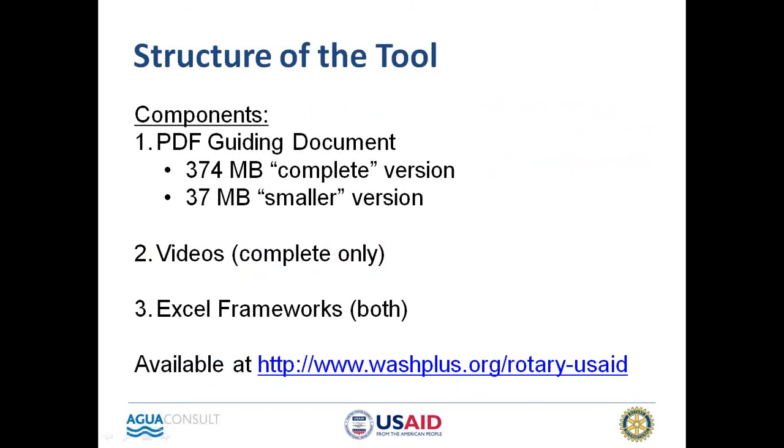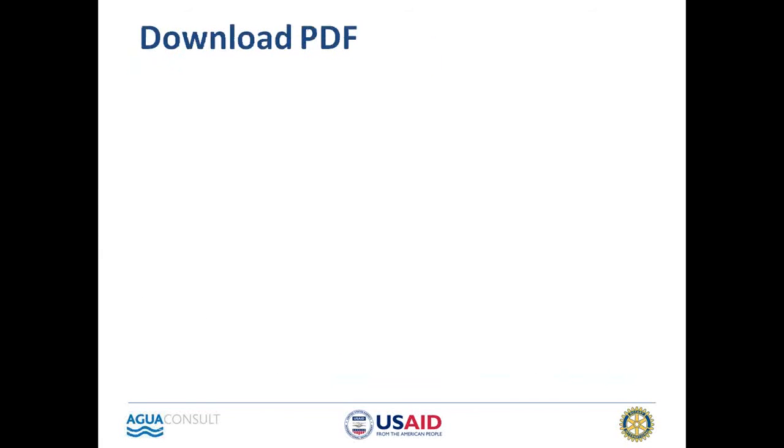So today I'm going to go into some of the details of the WASH Sustainability Index tool. It is composed of three basic components: the PDF guiding document, which has two different versions, a complete version that's about 370 megabytes and contains a number of explanatory videos, and then a smaller version which was developed for those with a slower internet connection. Both versions have a series of locked and unlocked Excel framework sheets, and I will go into more details about the difference between those two. Both the complete and smaller PDF versions can be downloaded at the WASHplus website shown here.